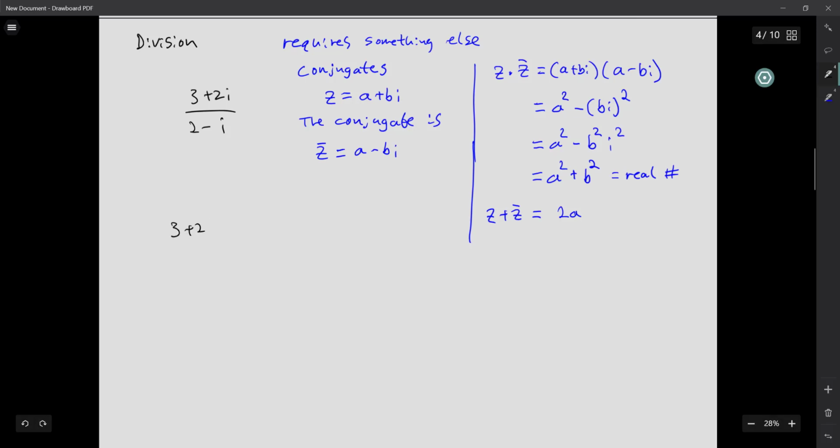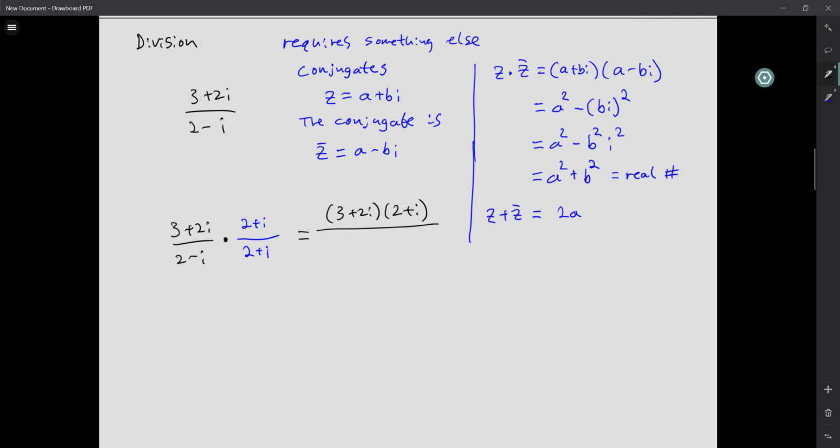So (3 plus 2i) over (2 minus i). And this is kind of like taking a step with fractions where instead of doing a division, you actually multiply by something else. So what we're going to do is multiply and divide, so top and bottom, by the conjugate of the denominator. And then what happens here is we'll deal with the top later. But on the bottom, we get the complex number multiplied by its conjugate.